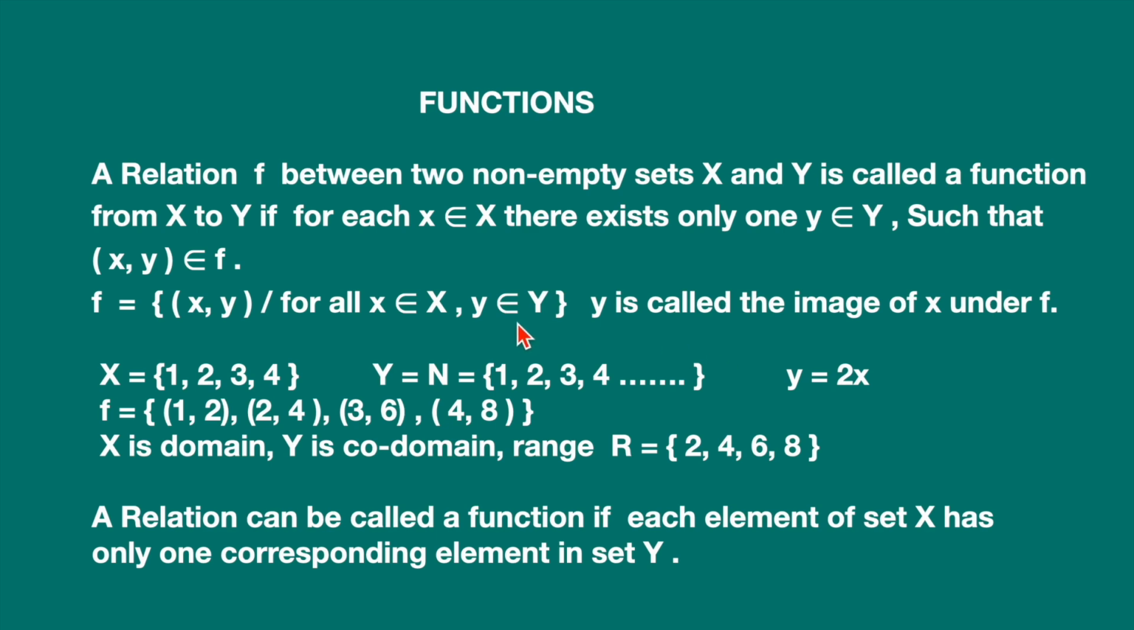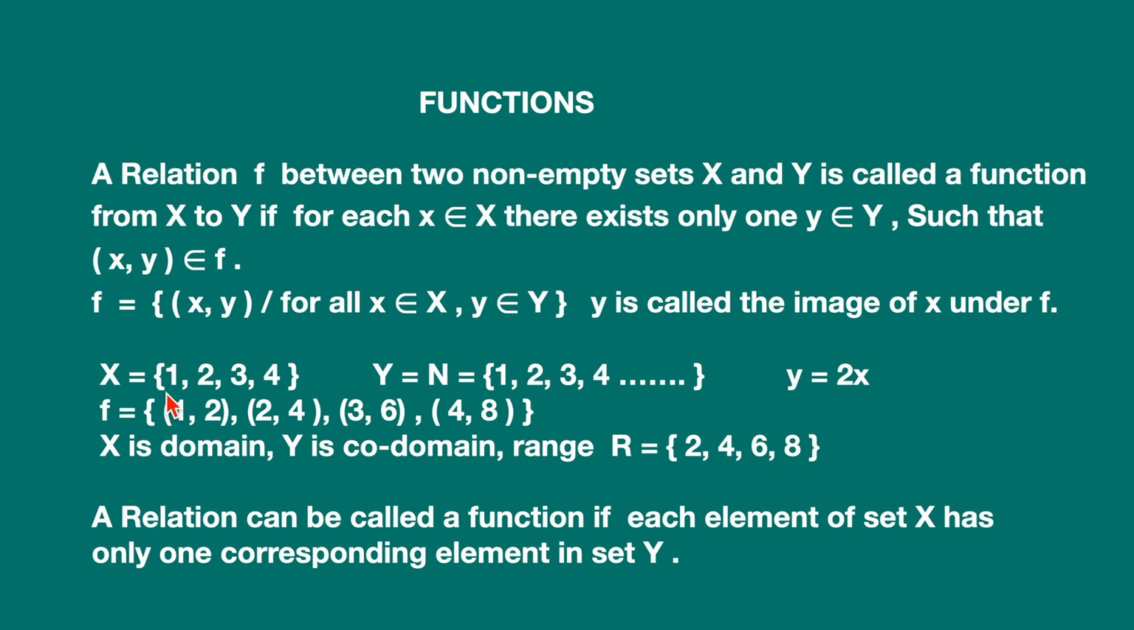We will understand this better if we take an example. Here X is {1, 2, 3, 4}. Y is the set of natural numbers 1, 2, 3, 4, and so on to infinity. These are the two sets, and the relation is given by y = 2x. So let us write down the function. When you substitute x = 1, you get 2, so (1, 2) is the first ordered pair. Substitute 2, you get (2, 4), (3, 6), (4, 8). That's all, only 4 ordered pairs. Close the bracket. So this is a function.